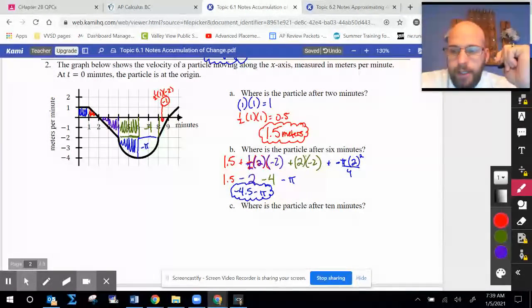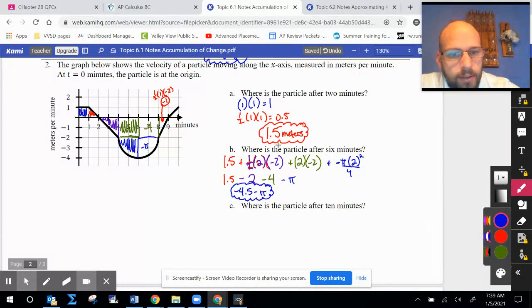And then last but not least, this little triangle, which would be a 1/2 base times height. 1/2, 1 times 1 is just 1/2. So let's add this all up. Let's get the whole thing.